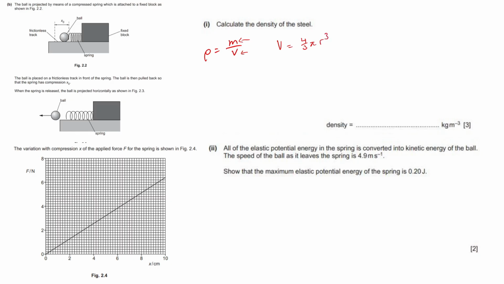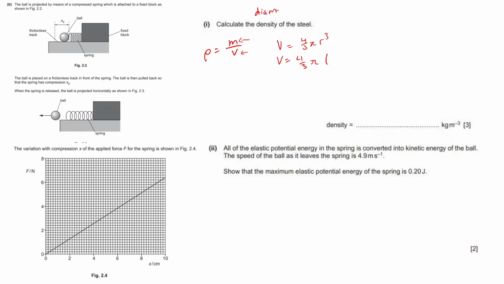So in this case, our volume is going to be 4 over 3 pi multiplied by the radius cubed, and our mass is going to be given. But v is going to be equal to 4 over 3 pi multiplied by the radius cubed. This is where I figured it out. That's funny.